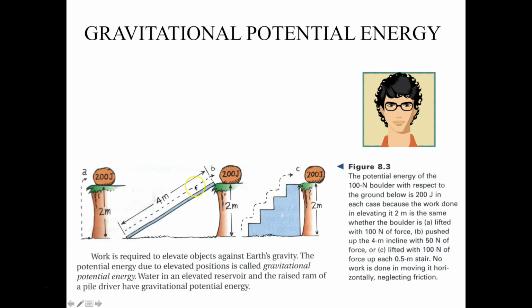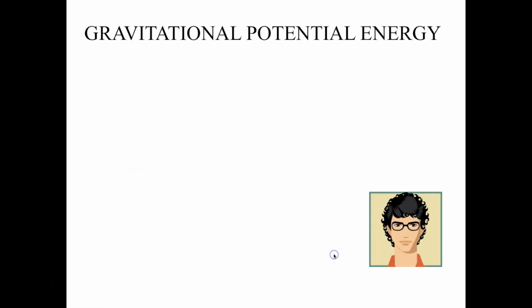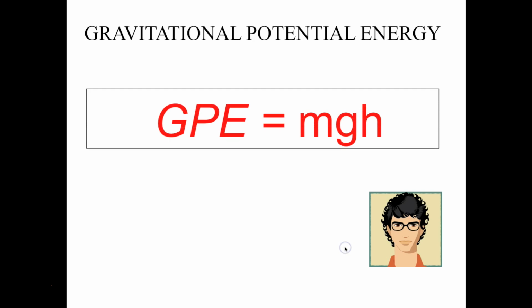Okay, so of course if these things were to fall, then we can consider gravity doing the work. So if this thing were to fall 2 meters, gravity would perform work in the opposite direction. So depending on the convention, it could be positive work or negative work, depending on which way you call positive or negative.